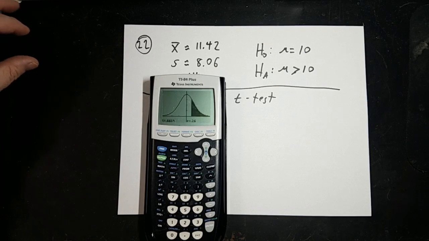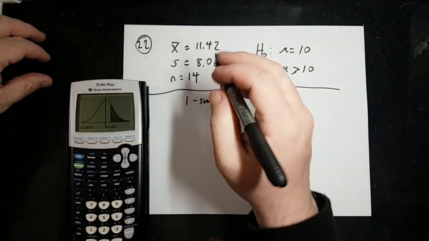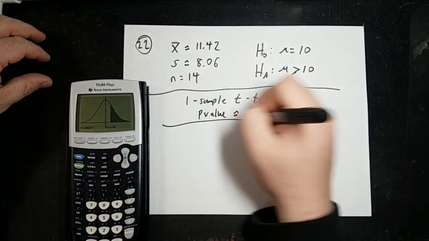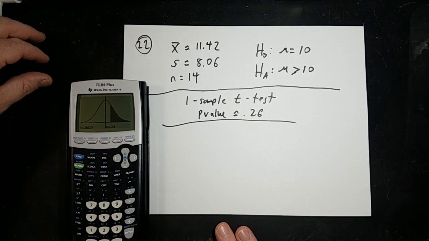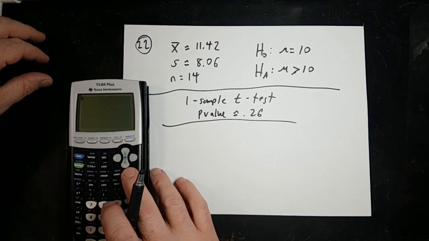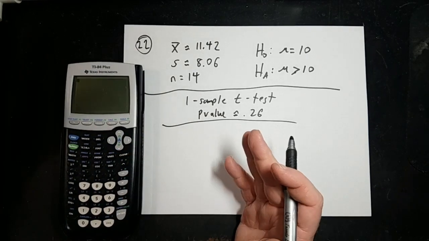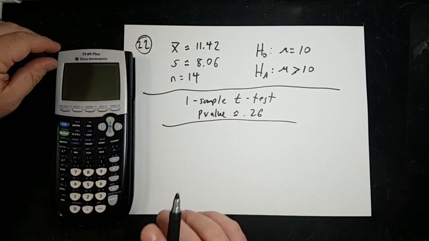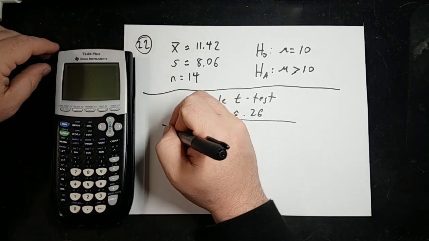P-value of approximately 0.26. If you run that, you get a p-value of approximately 0.26. That's using the calculator function. Now, let's just pretend that you had a tcdf to work with. If you wanted to do a tcdf, you're going to have to calculate a t-score.